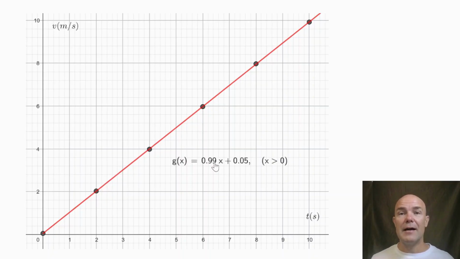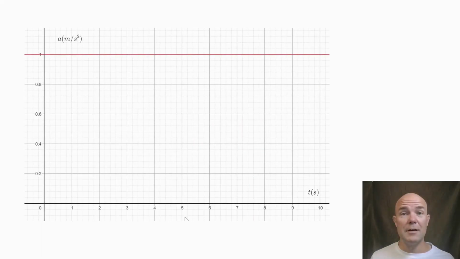Then the final graph is the acceleration graph in uniform acceleration motion. Let's look at that next. And here is our acceleration as a function of time graph. And we can see we have a horizontal line, meaning our acceleration is constant.